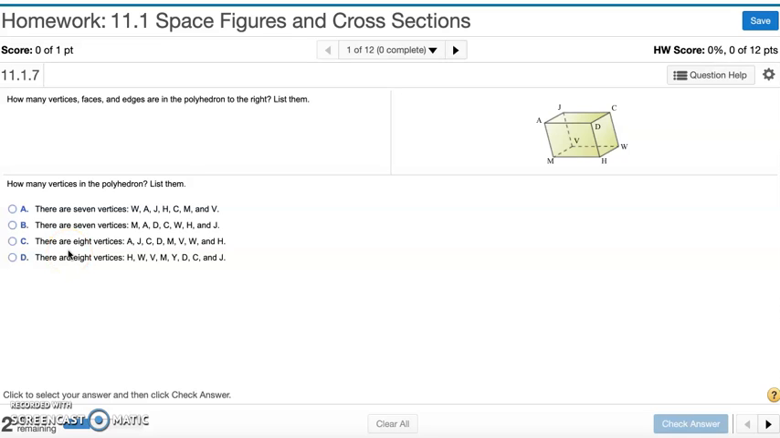11.1. Space, figures, and cross-sections. Number 1. How many vertices, faces, and edges are in the polyhedron to the right?